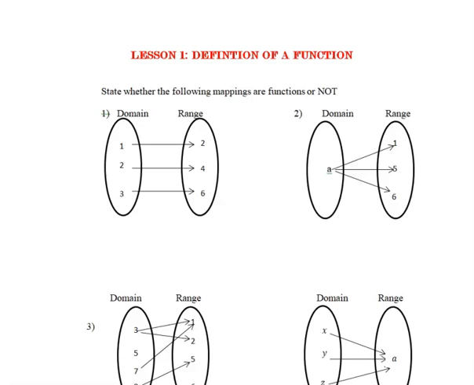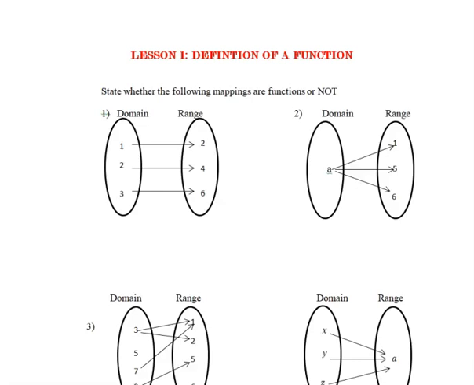Okay, what is a function in the first place? A function is simply a relationship between two sets, the domain and the range or codomain, in which each element of the domain is mapped to exactly one element of the codomain. That is, an element in the domain has exactly one image, exactly one output. That is a function.